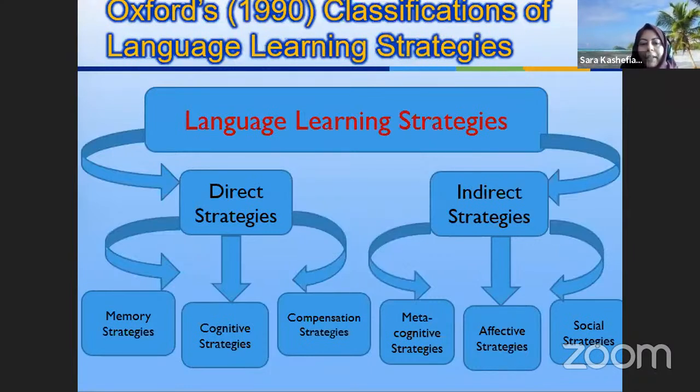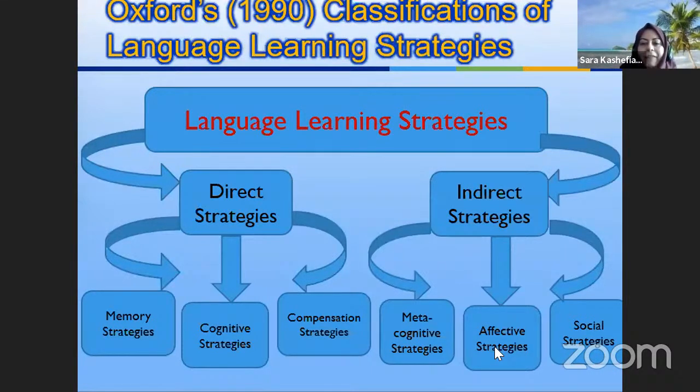Now let's go to indirect strategies. So memory and compensation strategies are labeled together as direct strategies. We also have indirect ones, indirect language learning strategies. The first type is metacognitive strategy. These strategies are used for organizing, focusing, and evaluating your learning.